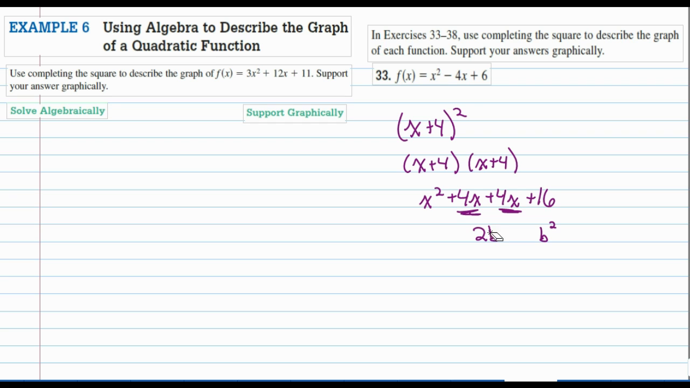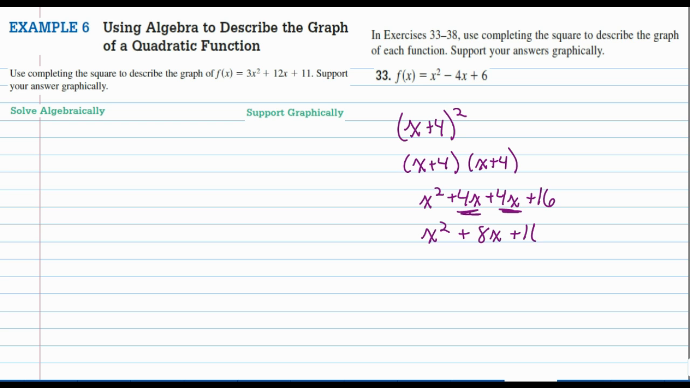Or what if you added this together? x squared plus 8x plus 16. Here, if you call 8 your b term, this outside guy is b divided by 2, squared. Keep this in mind. I'm going to leave that there for example 6. I'll erase it during the now try.